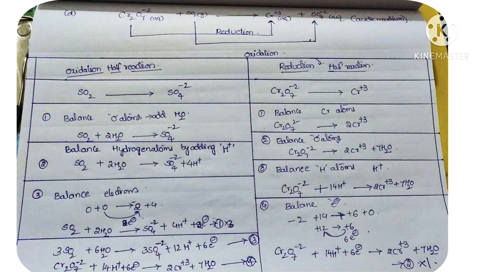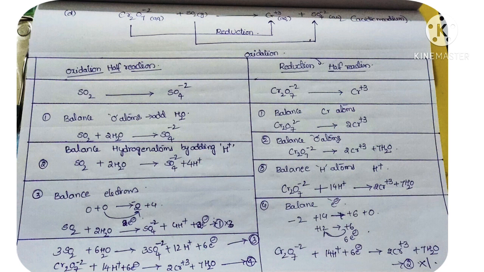And the next step is to balance hydrogen atoms by adding H plus ions. On the right side 14 hydrogens are there and on the left side no hydrogen atom is there. So we add 14 H plus ions on the left side. So the equation is balanced in atoms.